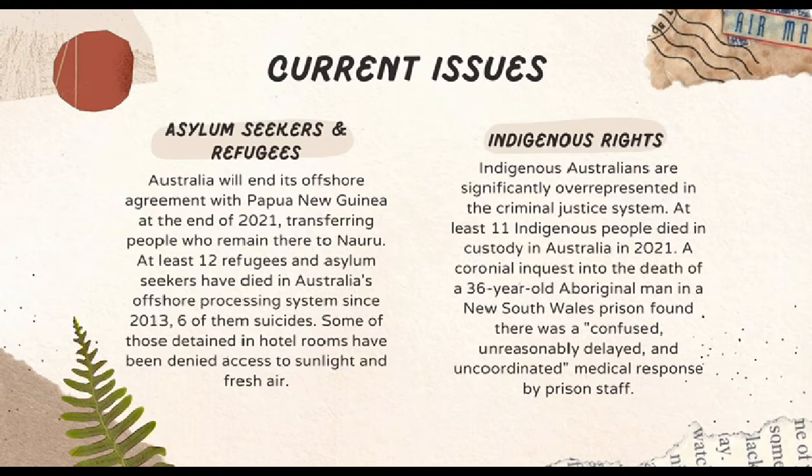A coronial inquest into the death of a 36-year-old Aboriginal man in a New South Wales prison after he had an asthma attack found there was a confused, unreasonably delayed, and uncoordinated medical response by prison staff.